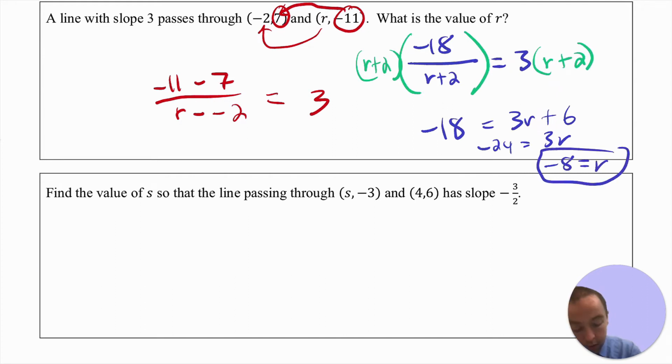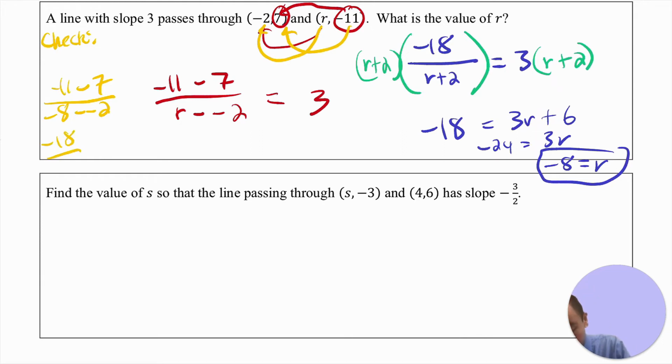And so if you wanted to, you could, of course, check that to make sure that that's the correct x-coordinate. So if you did -11 minus 7, and then now that we know that r is -8, then -8 minus -2, that's going to give you the slope. And so you end up getting -18, and -8 plus 2 is -6, and that ends up being a negative divided by a negative, which is a positive, and you end up getting 3 for your slope. So it checks out A-OK there.